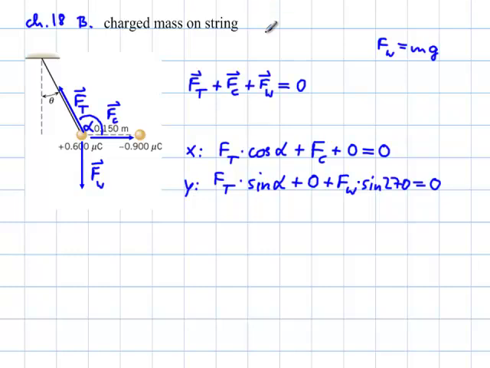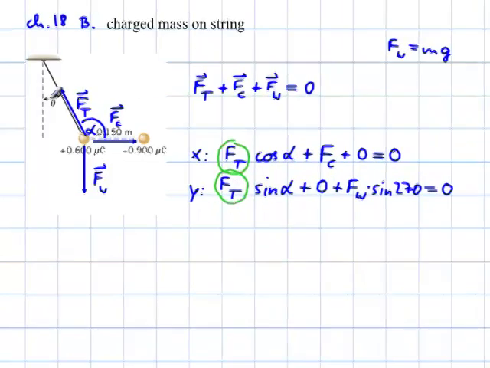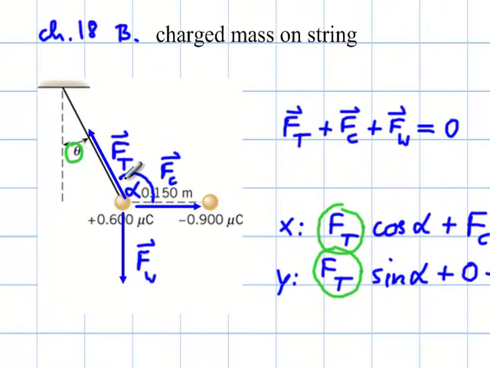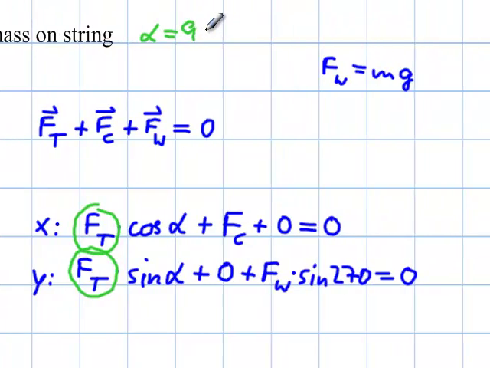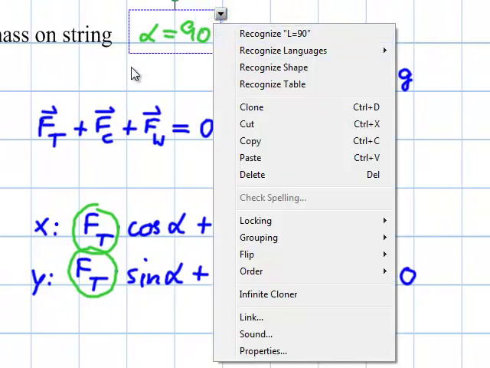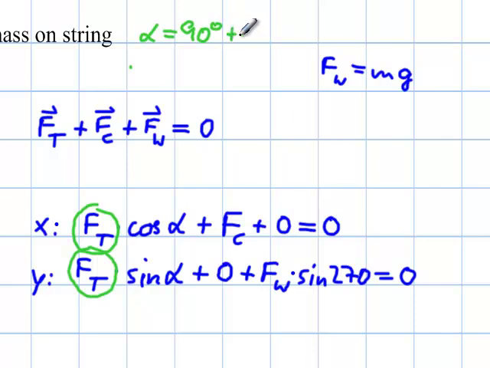Okay, they want us to figure out what the tension is, so this one here. So that's one of our variables. And they want us to figure out what the theta is, respectively. For now, I'm using the alpha. By the way, I think you can see this, that alpha equals 90 degrees plus theta, right? Because up here would be the vertical, and then this little piece in here would be theta itself, and then 90 degrees there.